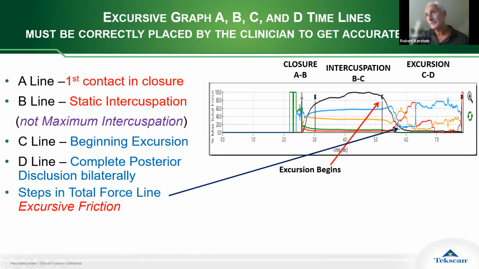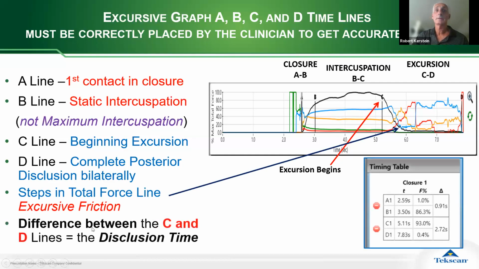When there are steps, that's friction, and we'll see a lot of that tonight. And the difference between where the excursion begins and where the anterior guidance takes over 100% is called the disclusion time. The disclusion time is the distance in time between C and D. In this case, it's 2.72 seconds. And in the timing table, it gets a red stop sign because 2.72 is way too long. Healthy is 0.4, 0.5. And so this is a problematic excursion.